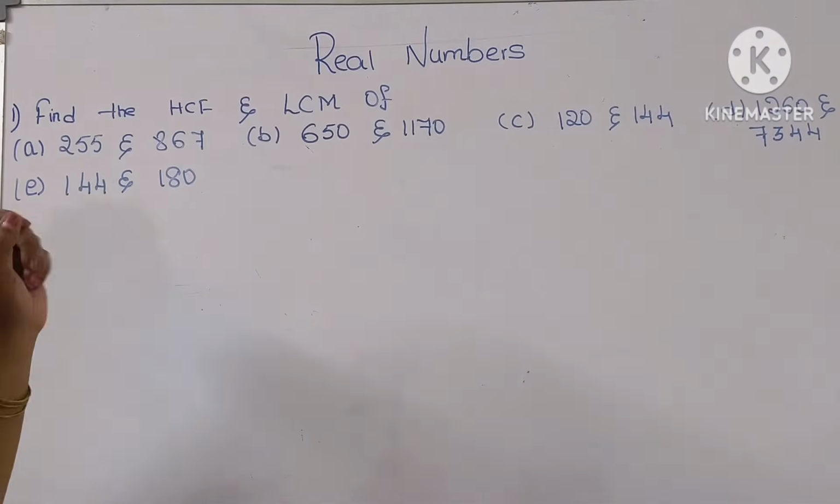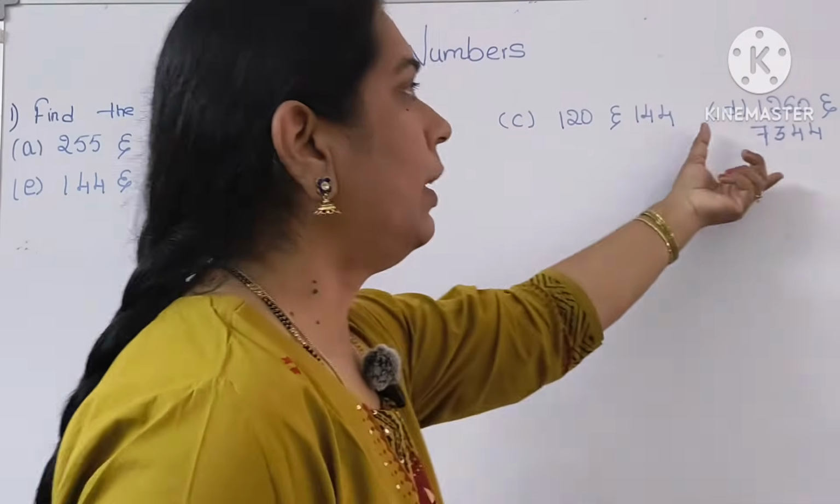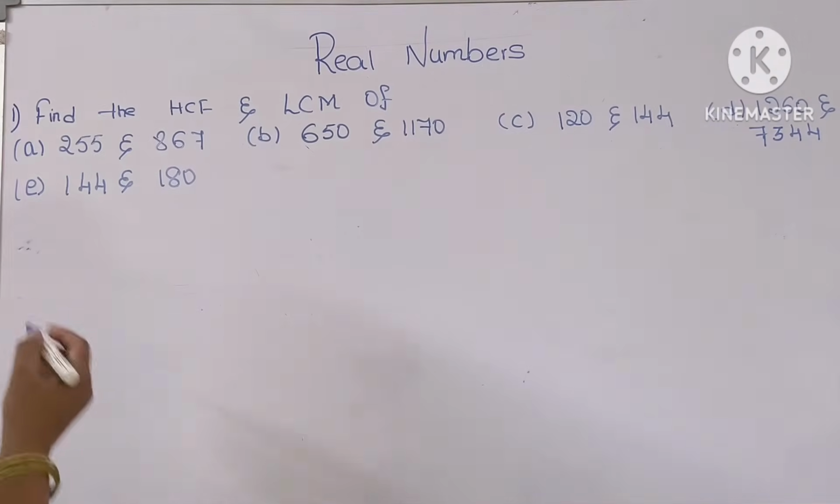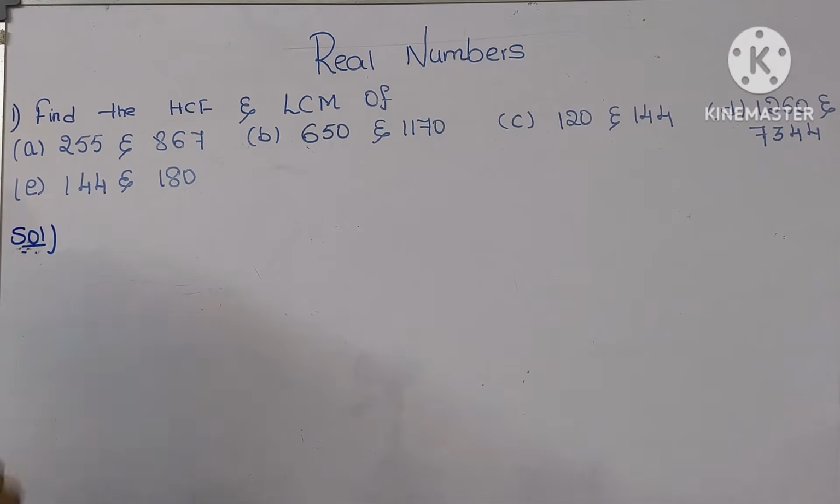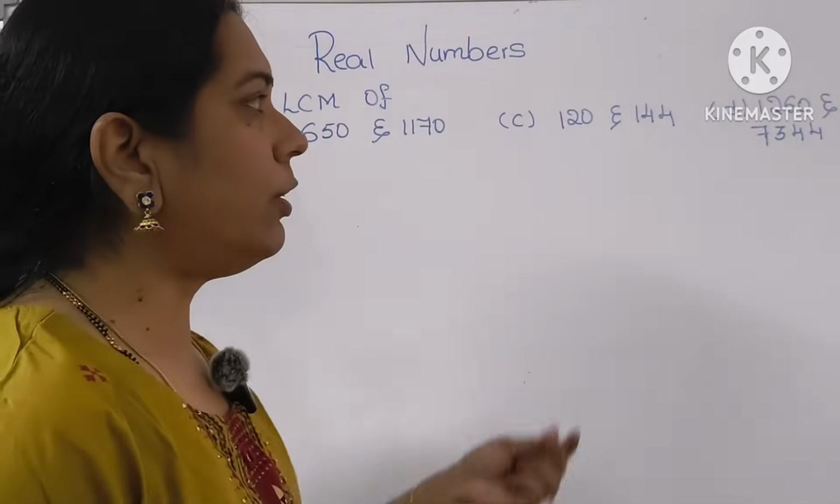I have written so many sums. Let me solve one sum. I'll take the fourth sum. So, how do you find the HCF and LCM of any given two numbers? For that, what you have to do?